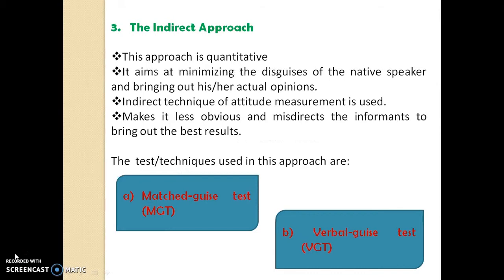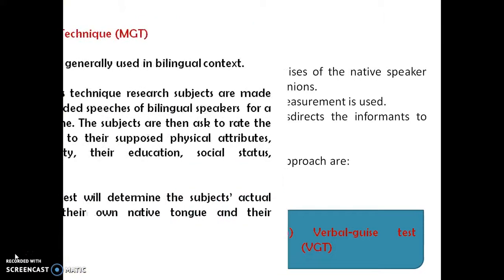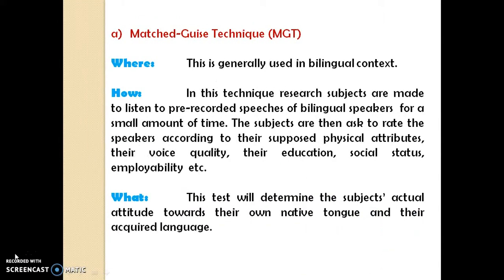The indirect approach is quantitative. The main aim of this approach is to minimize disguises of the respondents and bring out his or her actual opinions. Two tests or techniques are used. They are the match guise test and the verbal guise test. The techniques are mentioned here.